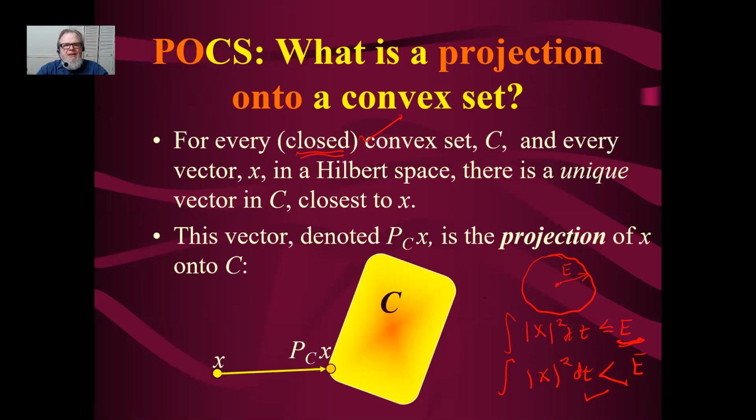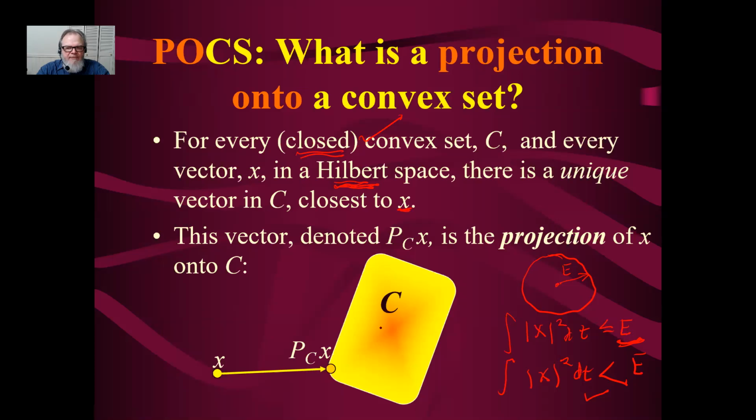Here's the interesting part. If we have a closed convex set, there's a vector in a Hilbert space, and a Hilbert space is just a multidimensional space. It can have actually up to an infinite number of dimensions. There is a unique vector in C closest to X. This is very interesting. What does this mean?